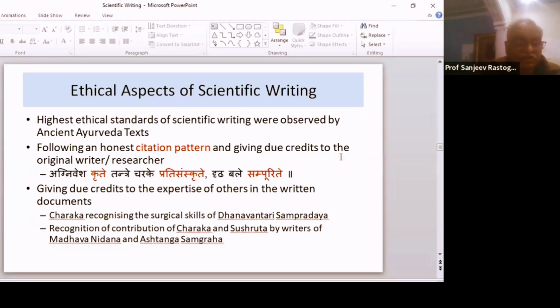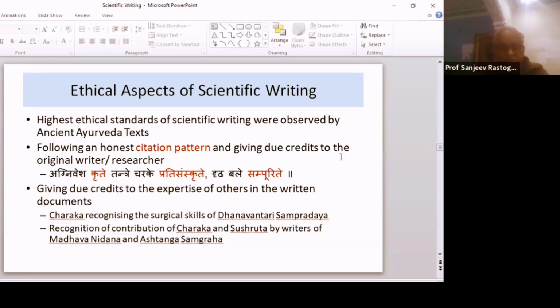Then another important thing followed by the ancient Ayurvedic texts is that they followed a very, very high standard of the ethical aspect of scientific writing. Unfortunately, these days, ethics is getting diluted everywhere in society as well as in scientific writing. But we get surprised at how ethically these things have been taken up by the ancient treatises, or the ancient samhitas of Ayurveda. Just a small example which is written there in Charak Samhita.